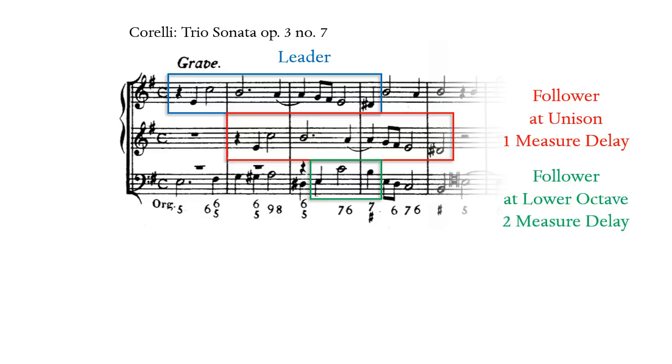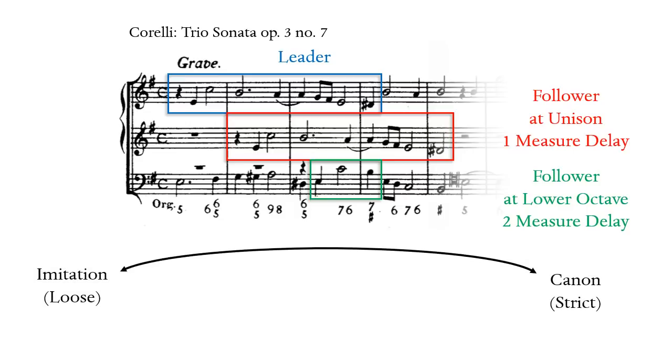This kind of imitative counterpoint is closely related to canon, and the two terms exist on a continuous spectrum. Canon is simply the strictest kind of imitation, where the following voice can be defined by a precise rule. For instance, if Corelli had continued the imitation of the second violin through the entire composition, consistently obeying the rule that it must follow the leader at the interval of a unison at a one-measure delay, we could call its relationship to the leader a canon.